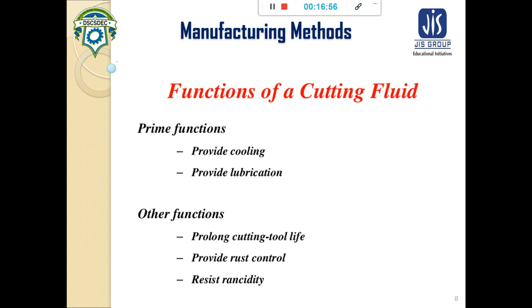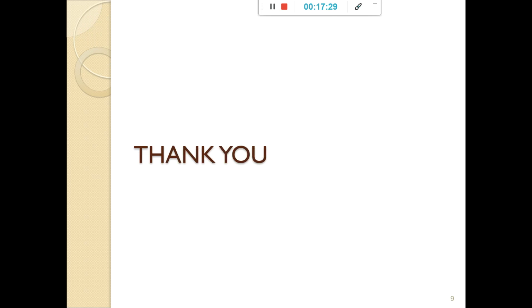Now, what is the function? As I discussed, the main function of the cutting fluid is to provide cooling, next to provide lubrication, and other than that, prolonged cutting tool life can be achieved by application of cutting fluid. The cutting fluid also provides rust control. So these are all about cutting fluid.